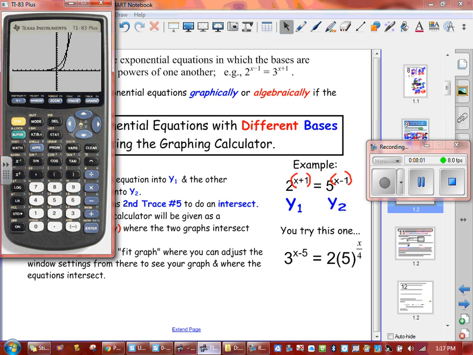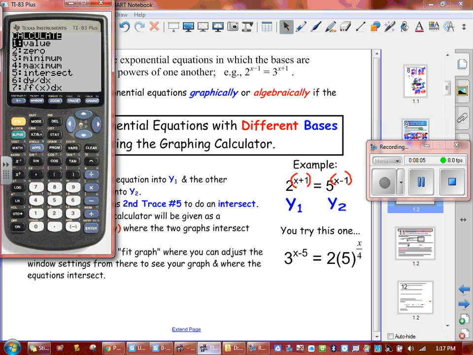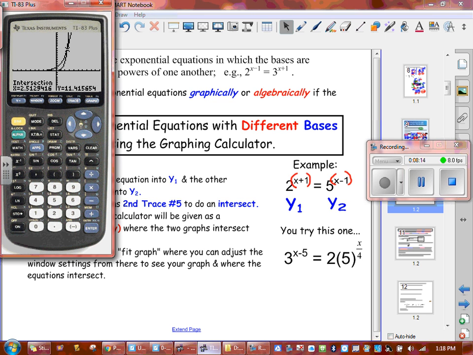So we're going to hit now second trace, number 5. And now we're going to hit intersect. So we're just going to hit enter 3 times. Okay? 2.5 and 11.4. Which number do I want? The x or the y? The x. So what number do we always solve for using our exponents? x. Okay, we're always solving for x.